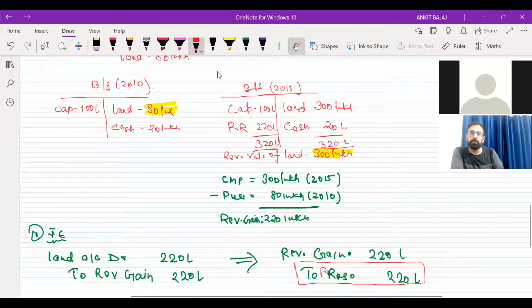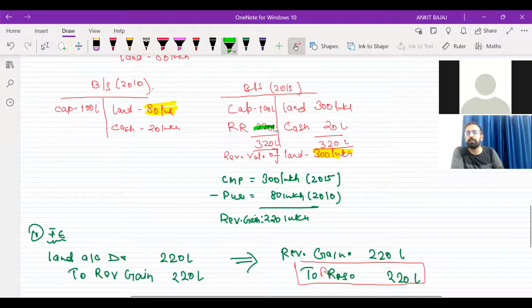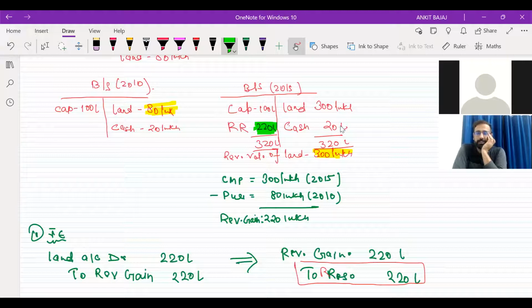Now, if you see here, we have shown the effect of revaluation gain in the balance sheet itself. We have not shown any effect of revaluation gain in the profit and loss account. There are several transactions which, generally, we can say are unrealized transactions. That is the reason we don't provide any effect of those transactions in the profit and loss account.